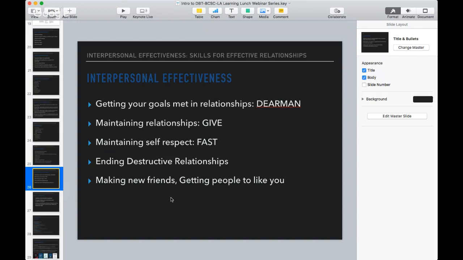There's a set of skills about how to end destructive relationships, how to assess whether a relationship is helpful or effective in your life. Does it bring anything to you and your well-being and your connection to others, or is it destructive? And then how to make that decision and how to end destructive relationships. And then skills on making new friends and getting people to like you, right? Proximity to people with common interests, how to make conversation, how to get people to like you. So that's interpersonal effectiveness.